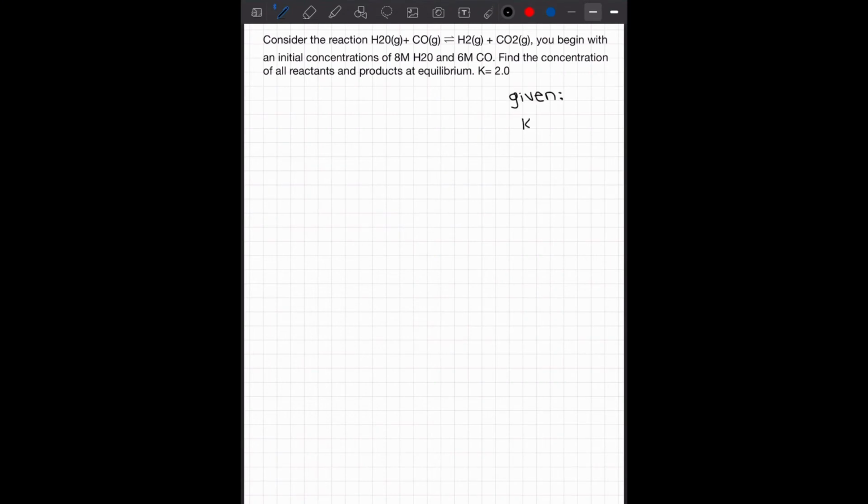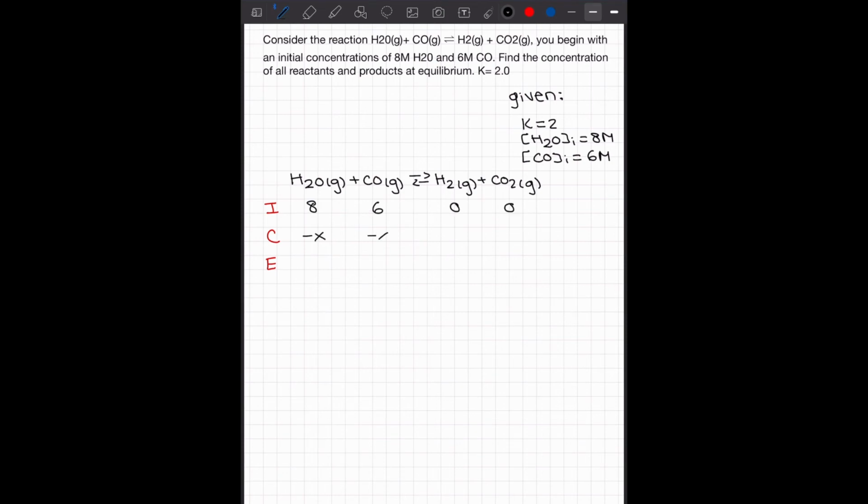So starting off with our original reaction, we are first going to write down all of our given values. So we have a K of 2, an initial concentration of 8 molar for H2O, and an initial concentration of 6 molar for CO. Next, we are going to construct our ICE table, and I personally think it's best to write down the balanced equation over top just so it gives us a nice basis for what we are doing. And we're just going to write down our variables, and we have 8 for H2O, 6 for CO, 0 and 0 for our products, and then minus x and plus x: 8 minus x, 6 minus x, x and x.